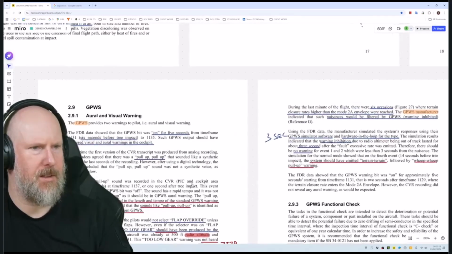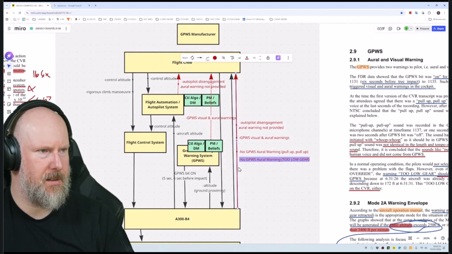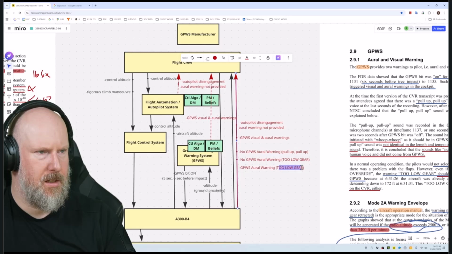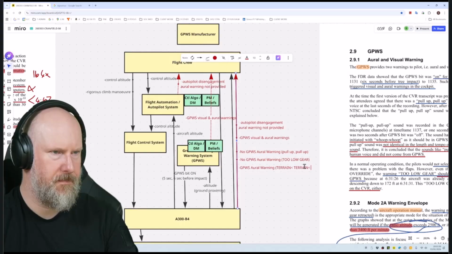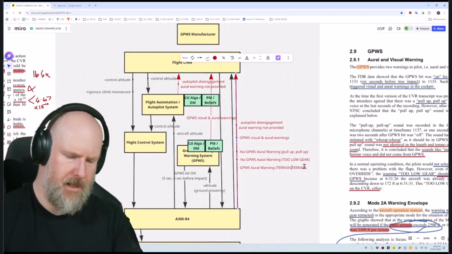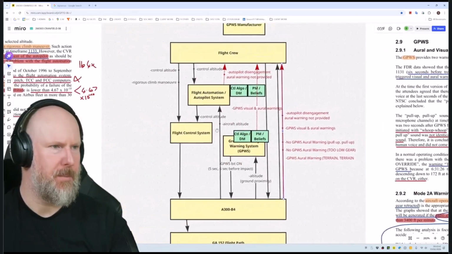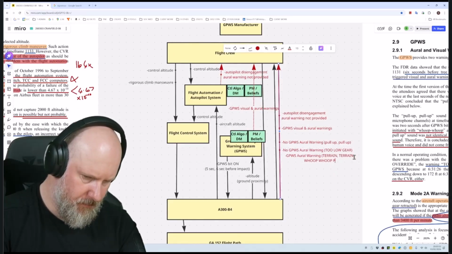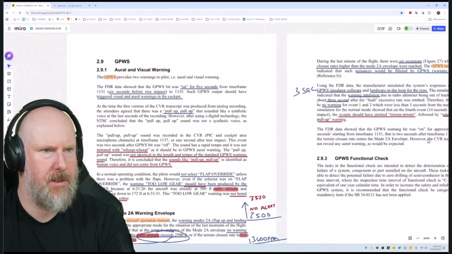Okay, so let's just go back to our control structure. So it should have been, let's have a look. GPWS oral warning, terrain. Why is it doing that? There we go, terrain. And then whoop whoop pull up. There we go. Yeah, okay, so it should have done that.